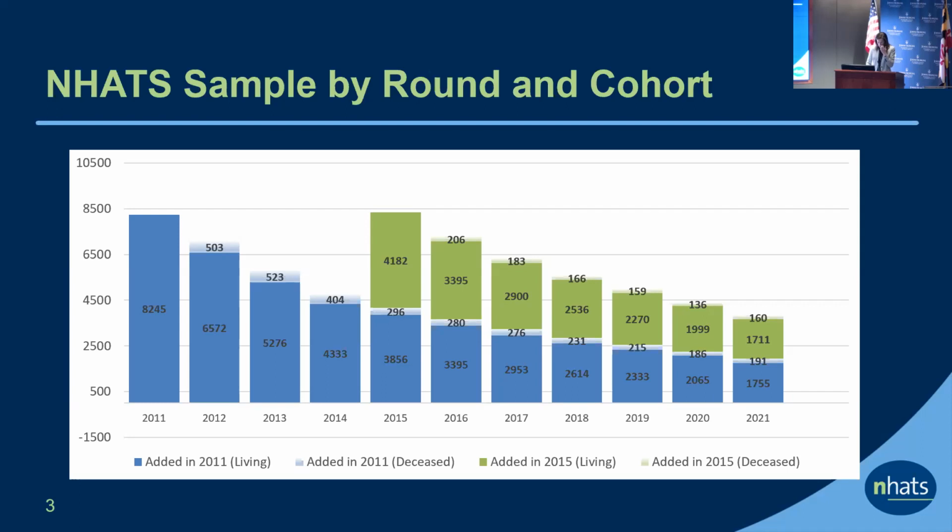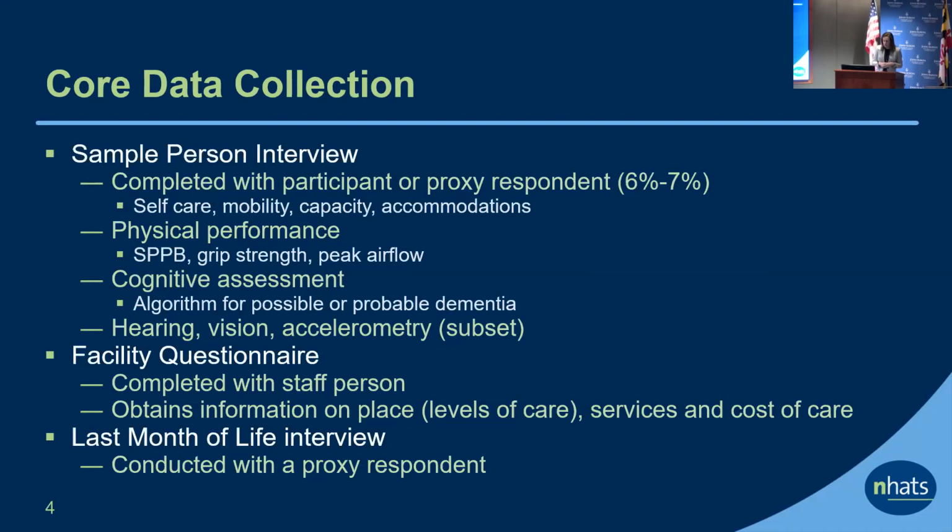So what kind of data do we have from these people? We have what's called the sample person interview. This is our annual interview, conducted, like I said, in their place of residence. It is conducted with the participant, or if they're unable to do it on their own, about 6 to 7% have a proxy respondent. This interview takes about 2.5 to 3 hours, depending on the person's capabilities, their condition, and their ability to respond. The interview is pretty extensive, with a lot of questions about ability to take care of themselves, ability to do things, mobility, and capacity.